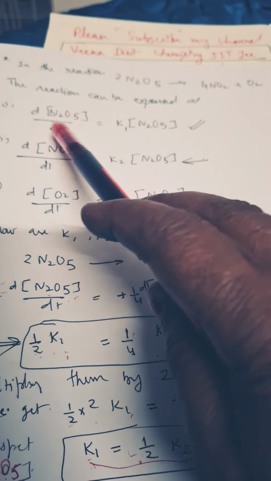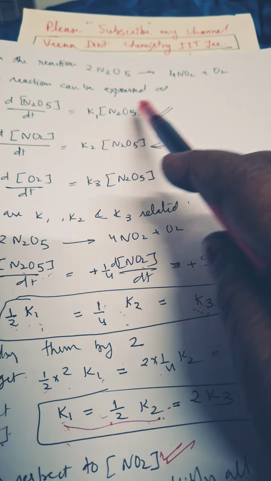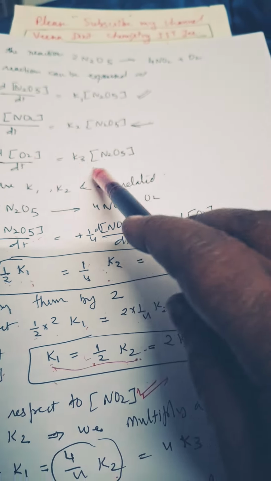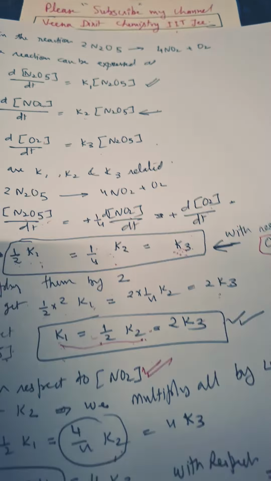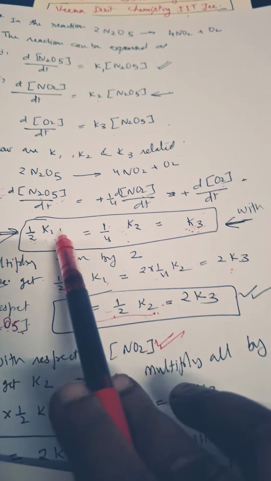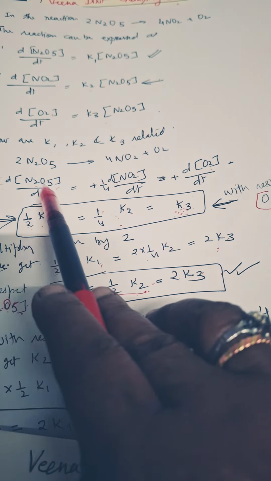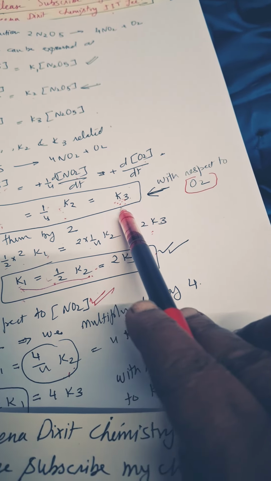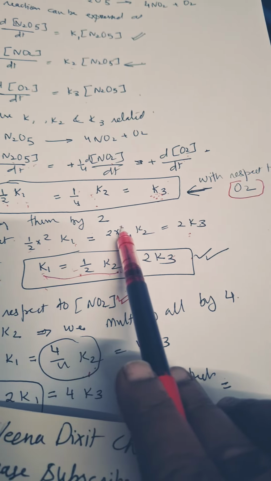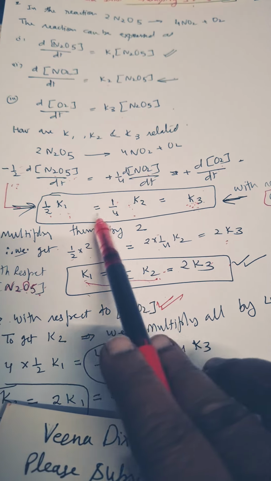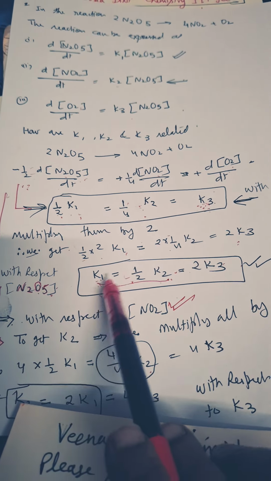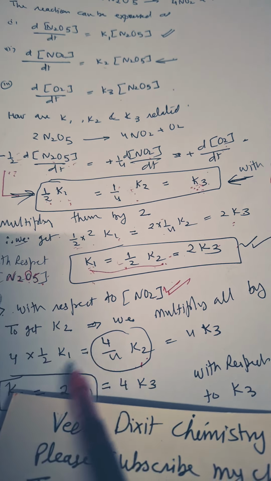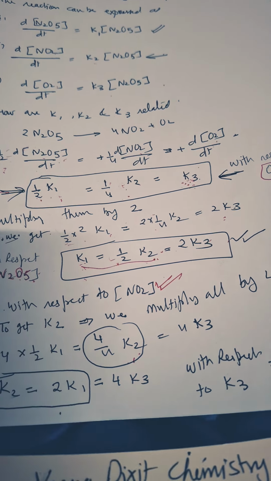Again I will repeat this. dN2O5 by dt is equal to K1[N2O5], K2[N2O5] with respect to NO2, and with respect to O2 it is this. If you know this equation, then easily you can calculate that it will be half K1, it will be 1/4 K2, it will be K3. Now we will relate it very easily. With respect to K3 we have known, with respect to K1 we multiply all by 2, with respect to NO2 we multiply all by 4, and we'll find the correct answer.